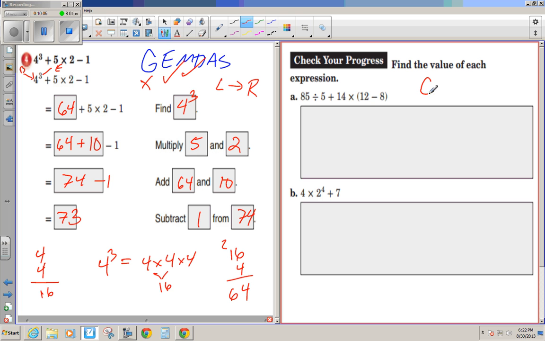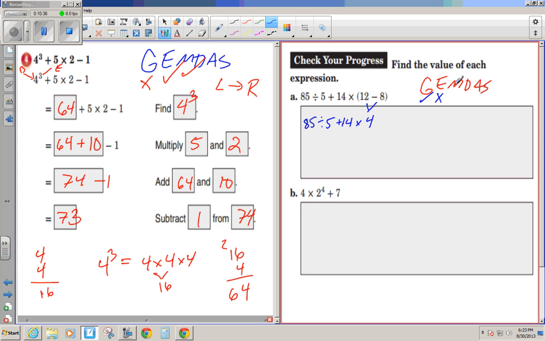Find the value. GEMDAS. Are there grouping symbols? Look for grouping symbols. Pause the video, look for grouping symbols, and unpause then. There you go, you're back. GEMDAS. G, grouping symbols. 12 minus 8. So 85 divided by 5 plus 14 times that.